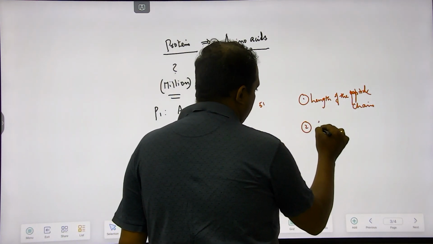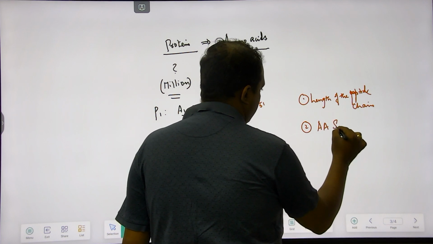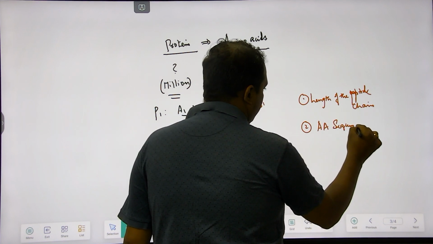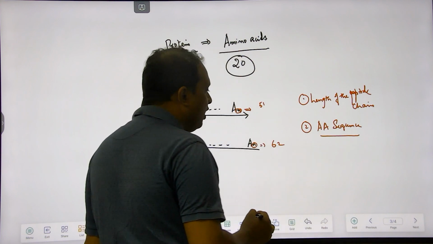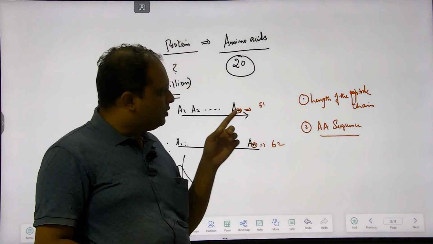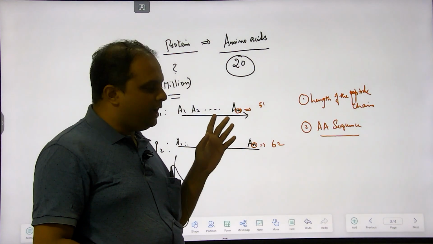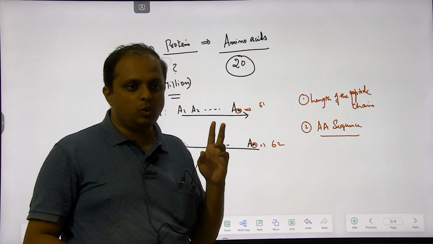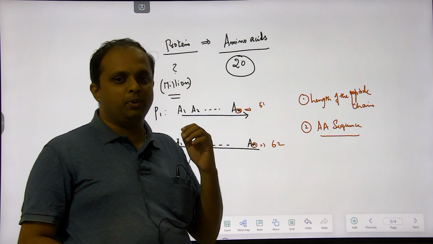Okay, so the other one is amino acid sequence. So the specificity of a protein lies with either the length of the protein or the amino acid sequence. So these two are what make a protein specific.